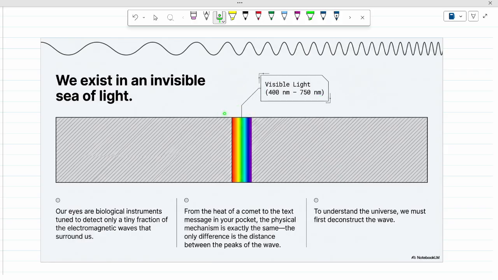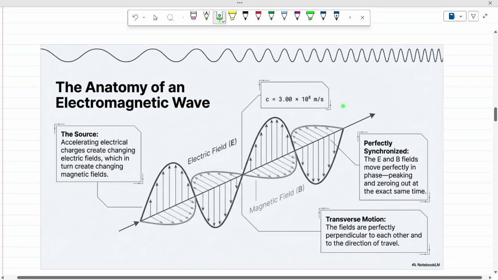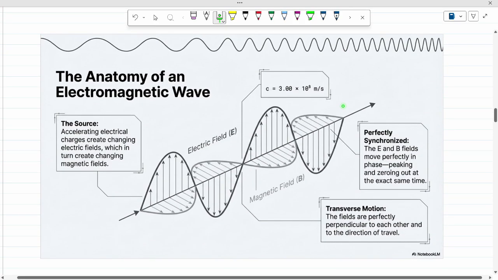Outside of here, either longer wavelengths or shorter wavelengths, our eyes can't see it, but there are different ways we detect it, we experience it, and different ways they are useful. I'll talk about that over the next few minutes. Now, I want you to have a good mental image for what an electromagnetic wave is. This is a good mental image of an electromagnetic wave.